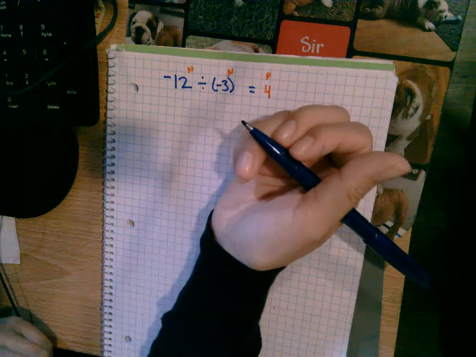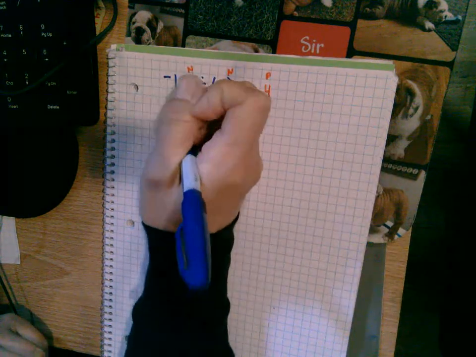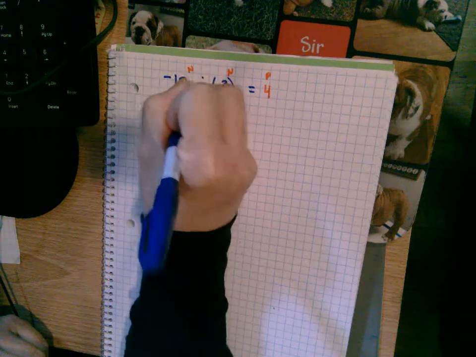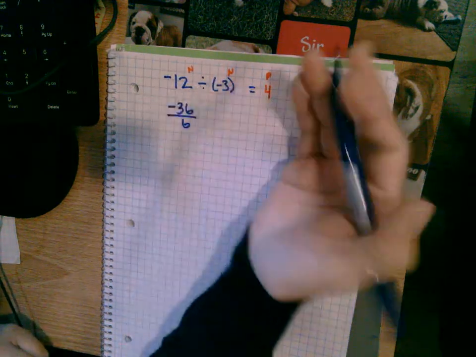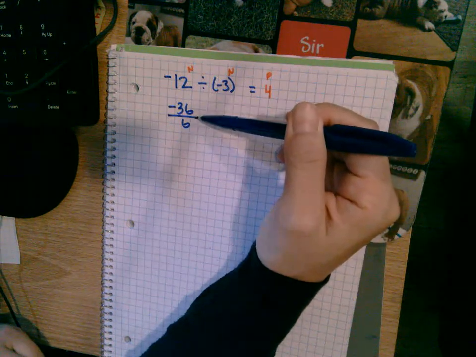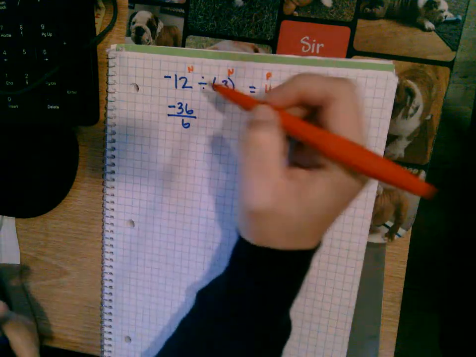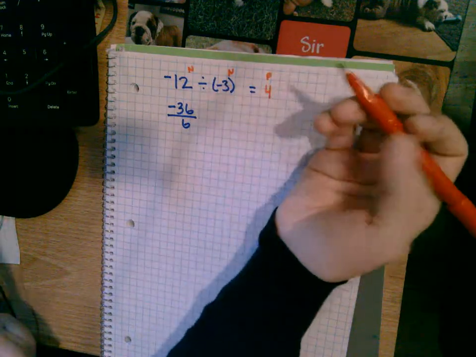Here's another way of writing this. What if I have negative 36 divided by 6? Here's another way of writing division, with a division bar. It looks like a fraction, but this fraction bar means division, okay? So we can write it like this, or we can write it like this. They all mean the same.